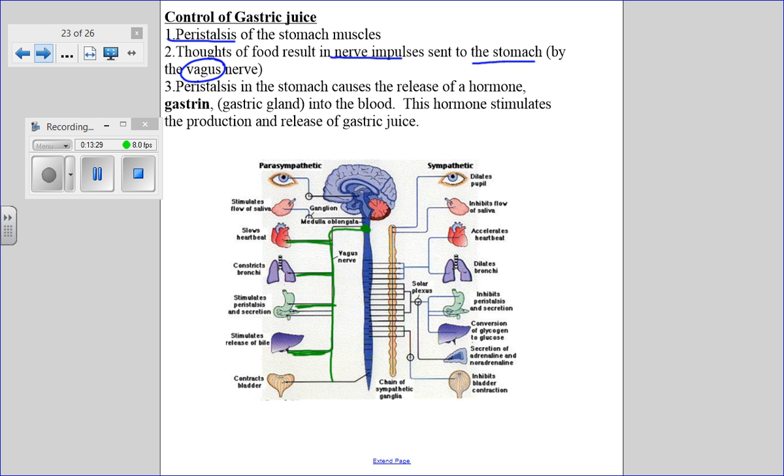Now, when peristalsis happens in your stomach, we get gastrin. We already mentioned it when we talked about what a gastric gland is, but gastrin is a substance produced in the gastric gland. It goes into your blood, and it stimulates the production and release of gastric juice. Things like acid and pepsin, for example, are part of your gastric juice. So gastrin sounds like stomach because it has gast at the beginning. Gastrin stimulates your stomach to produce all of the substances that come out of a gastric gland.